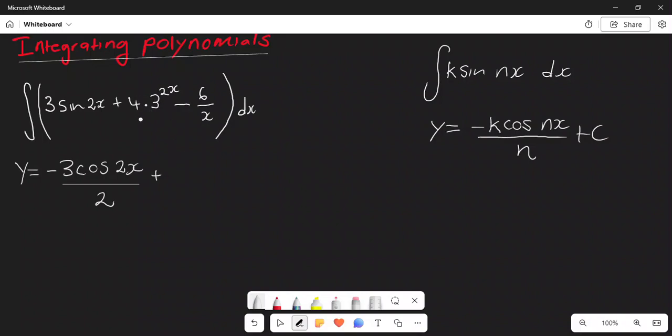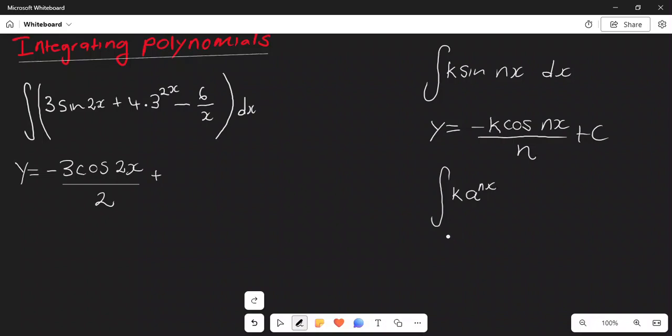The next term is 4 multiplied by 3 to the power of 2x. This means that this is an exponential integral. How do you identify it? We are integrating with respect to x, and our x here is an exponent, hence it is an exponential integral. The formula for the exponential integral is as follows: you have k, the coefficient, then a, the base, and then n, the coefficient of x, and x is an exponent. That's it.